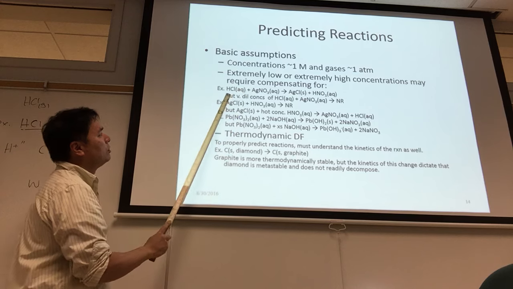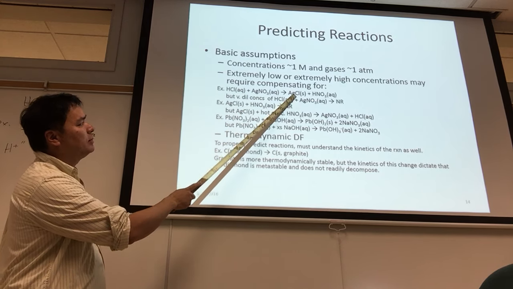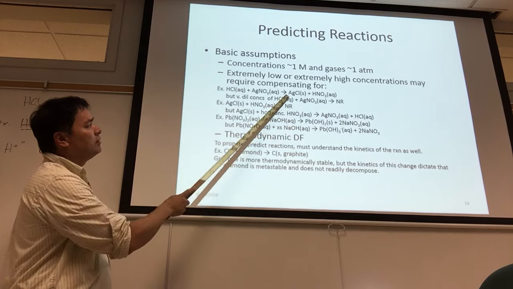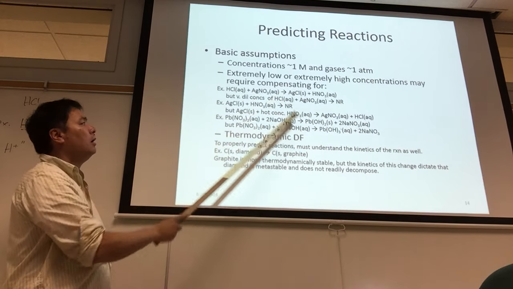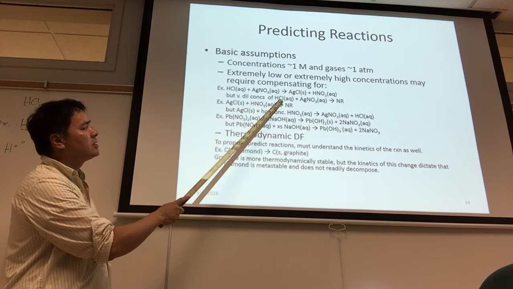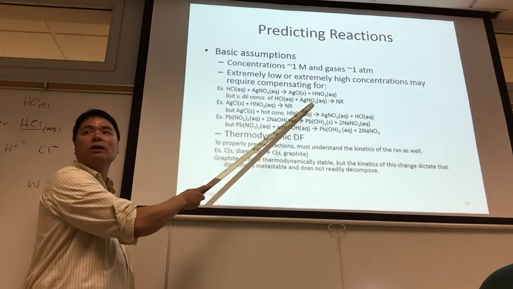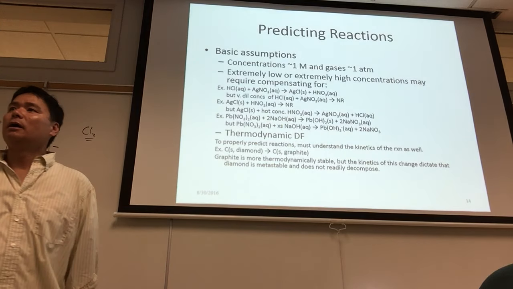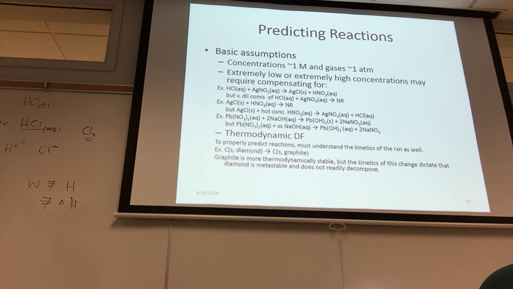So for this reaction, this is double replacement. HCl plus silver nitrate yields silver chloride precipitate plus HNO3. The driving force for this is precipitation of silver chloride. But at very dilute concentrations, when you mix HCl and silver nitrate, we get no reaction. There's no reaction, even though precipitate should form. That's because the concentrations have an impact on reactivity. And so at very dilute, nothing happens.